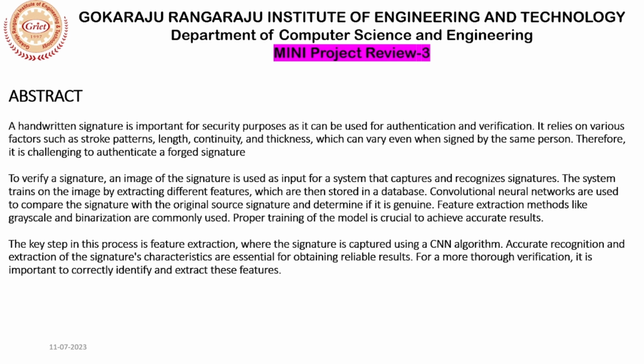The system extracts various features from the image of the signature, stores them in a database, and then uses a convolutional neural network (CNN) to compare them with the original signature. We can use different methods for feature extraction, such as grayscale and binarization. We need to train the model well to get good results. The key stage is feature extraction, where the CNN algorithm captures the signature features. The better we extract the features, the better we can recognize them. Next, my friend will continue.